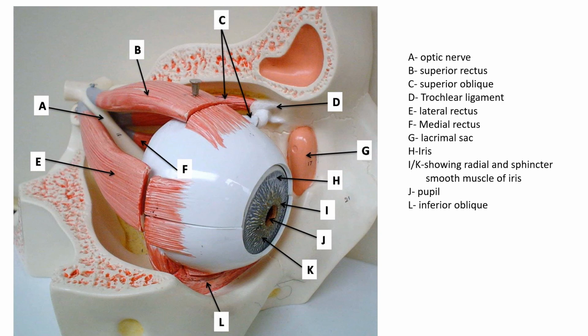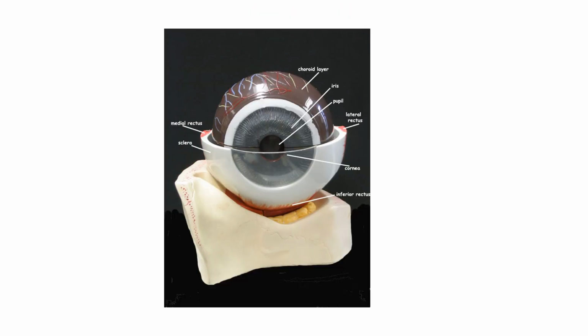If the radial fibers contract more, you have pupillary dilation. If the sphincter muscles contract more, you would have pupillary constriction. And lastly, down here, we see the inferior oblique. Here is another picture of an eye model that we have.